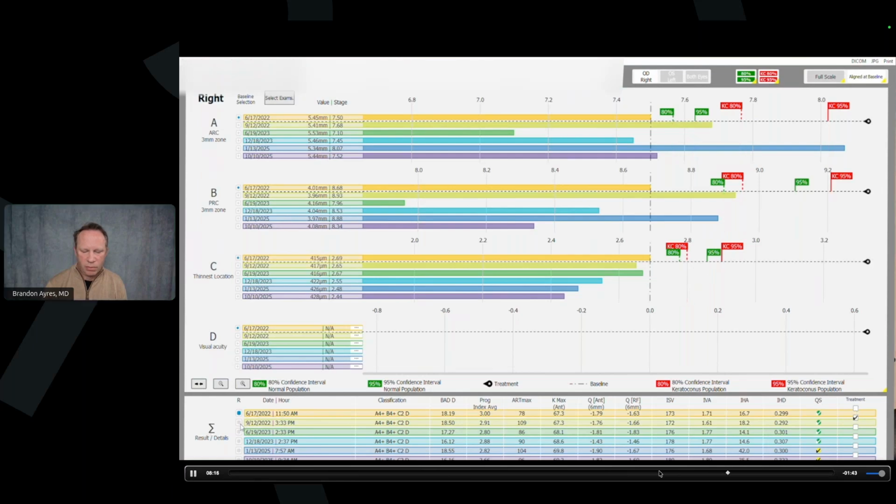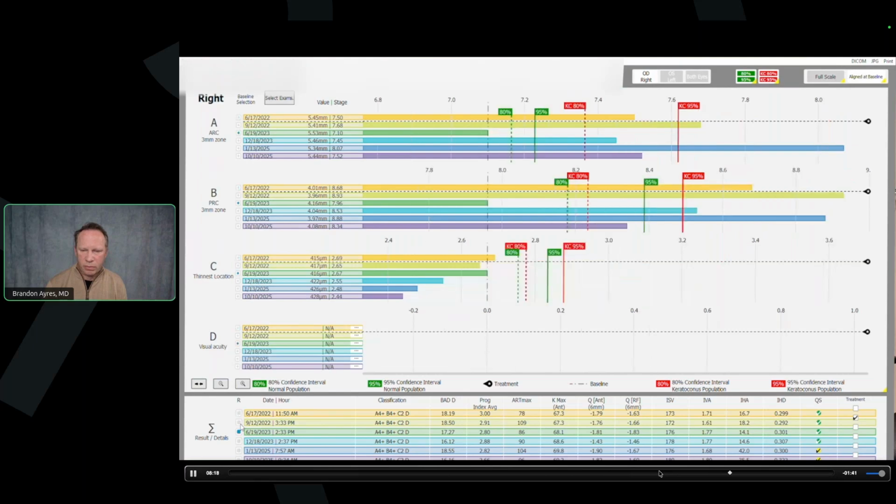So August of 22, let's go about a year later in June. And it still looks like he's had some back and forth progression on the right eye. Although you can get some back and forth initially, this is definitely somebody who we need to watch pretty carefully. And we are watching him carefully. Now let's take a look at his left eye.